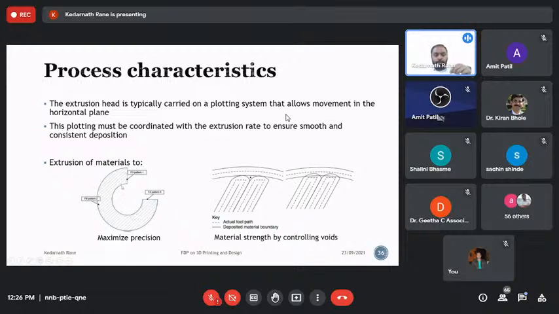So you should have a very highly accurate positioning system with the movement of the nozzle or bed, as well as some kind of overlap between the infill and the periphery of the material, because it is important for strength considerations. Okay, so these are the typical characteristics that we need to consider while designing an extrusion based system.